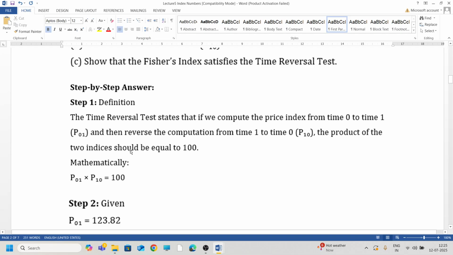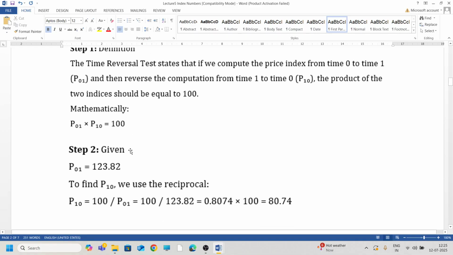So question 1, first the definition of the time reversal test. The time reversal test states that if we compute the price index from time 0 to time 1, P01, and the reverse computation from time 1 to time 0, that is P10, the product of the two indices should be equal to 100. Mathematically, P01 into P10 equal to 100. Okay, this is called the time reversal test.